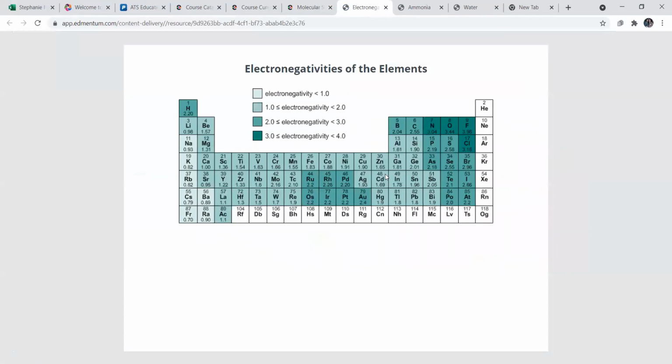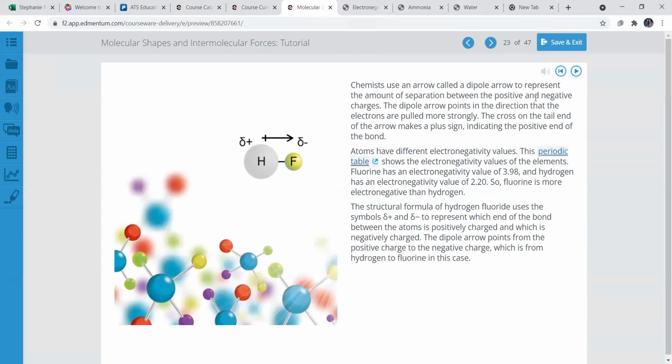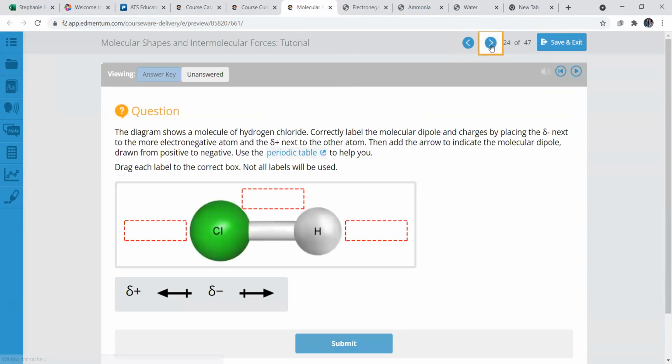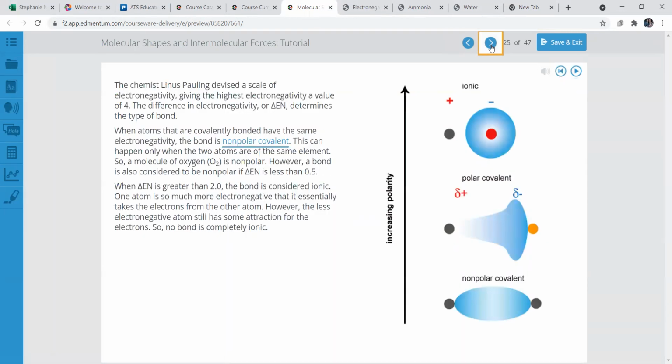Periodic table. Okay, here's another example of the periodic table. We see the different electric charges throughout. Okay, let's go to next. So these are the questions. I'll let you do these questions on your own.